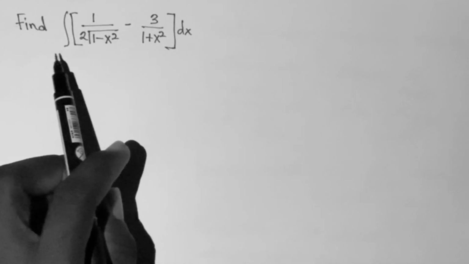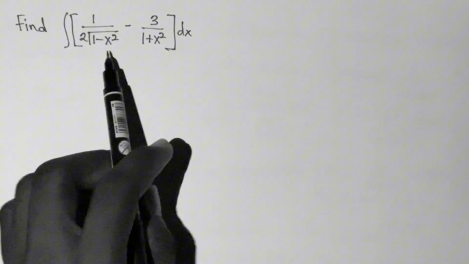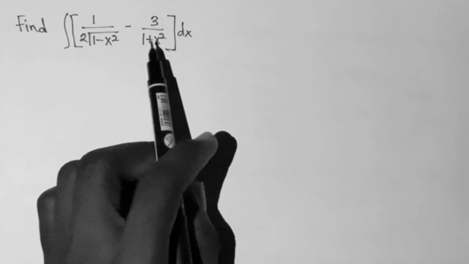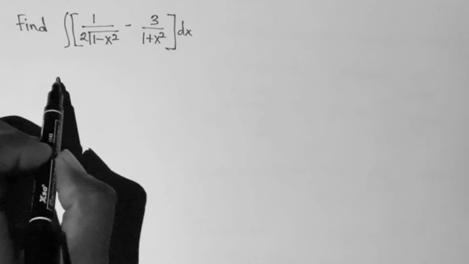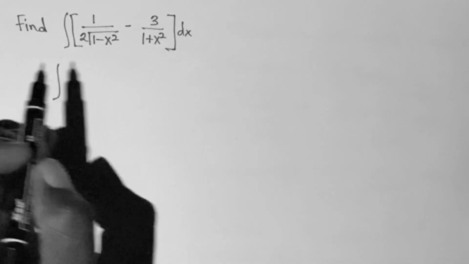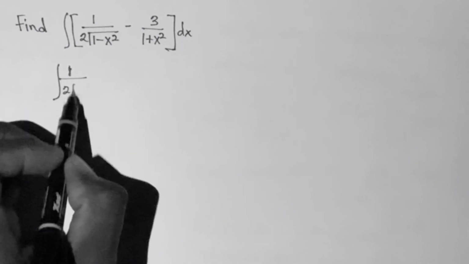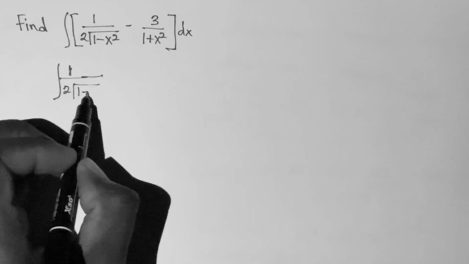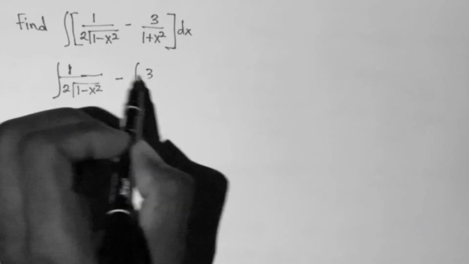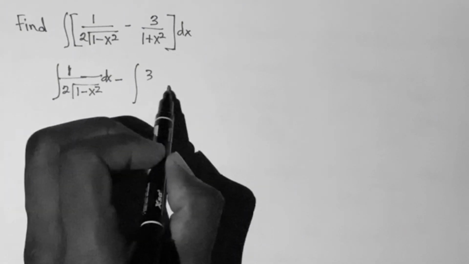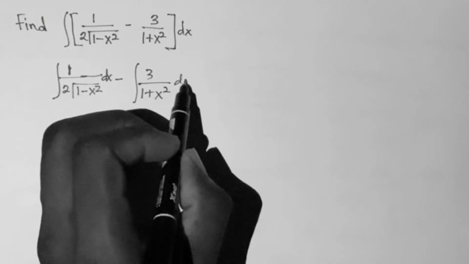So find the integral of, in brackets, 1 divided by 2 square root of 1 minus x squared, minus 3 divided by 1 plus x squared, dx. So let me break the integral into 2, so that we get the integral of 1 divided by 2 square root of 1 minus x squared, then minus the integral of 3 divided by 1 plus x squared dx.